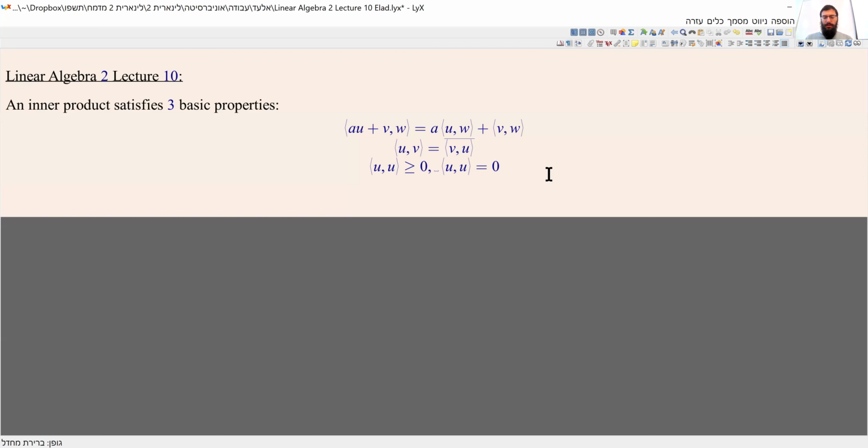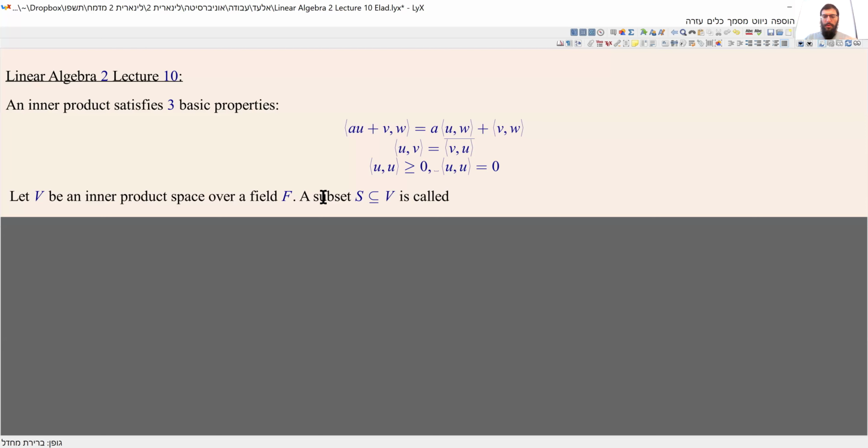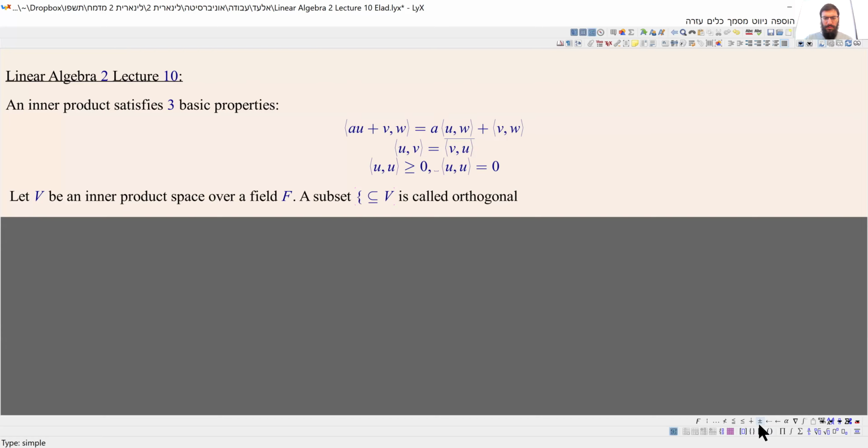We defined an orthogonal set. Still a reminder, let V be an inner product space over a field F. A subset S in V, let's write it explicitly with V1 to Vn, is called orthogonal if different vectors give us 0 when we multiply them.